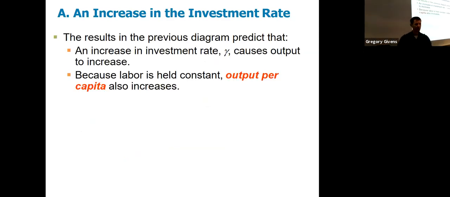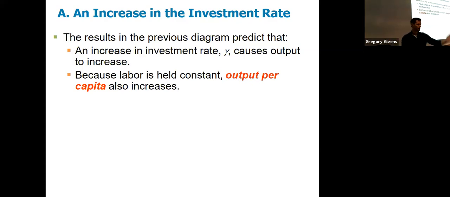Okay, so let me kind of summarize what we have on that graph here on this slide. The results of the previous diagram are going to predict that an increase in this investment rate causes output to go up. That also causes output per capita to increase because we haven't talked about changes in the supply of labor, right?